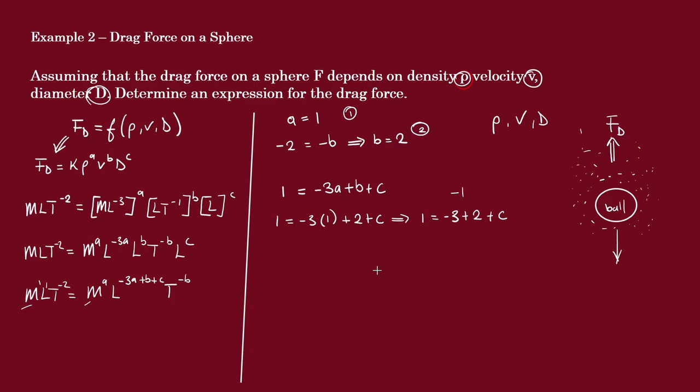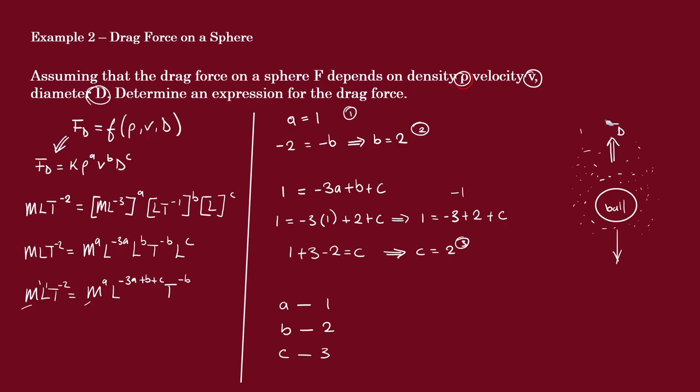Okay, so simplifying this, you have 1 plus 3 minus 2 is going to equal c. You really have to be careful with this. Any mistake here will give you the wrong exponent. So this is 4 minus 2, and we know that c is going to equal 2, expression 3. So to write our exponents, a is going to be 1, b is going to be 2, and c is going to be 2.